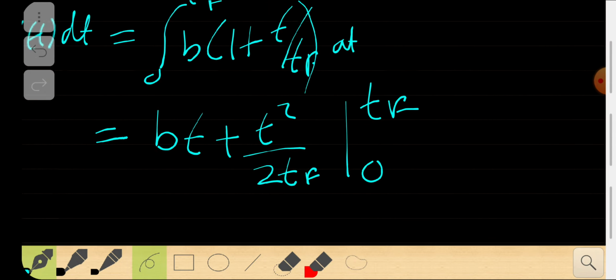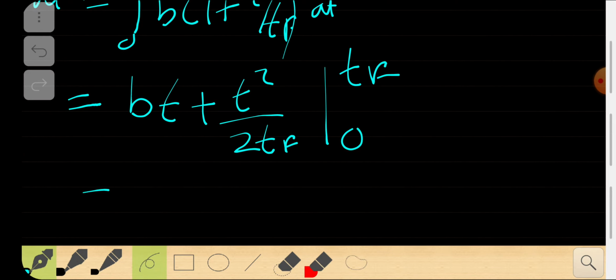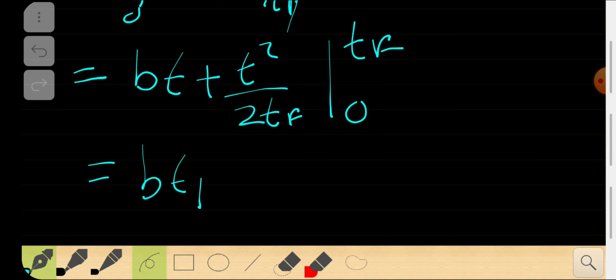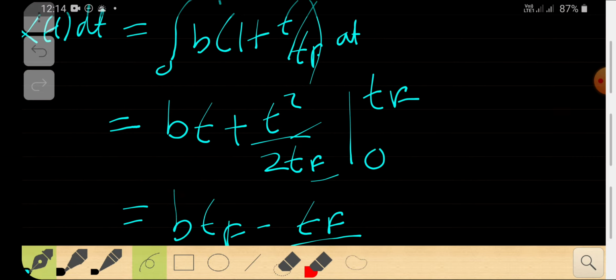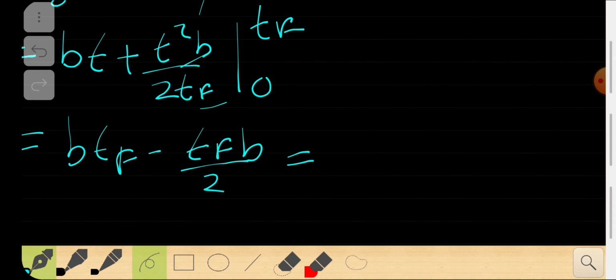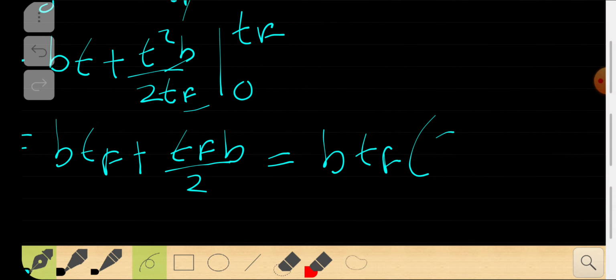Now when we substitute tf into this equation, you get b times (tf plus tf square by 2 tf). The tf will cancel, and you get tf by 2. So you can take b tf outside, and you get 1 plus 1 by 2, that is 3 by 2.